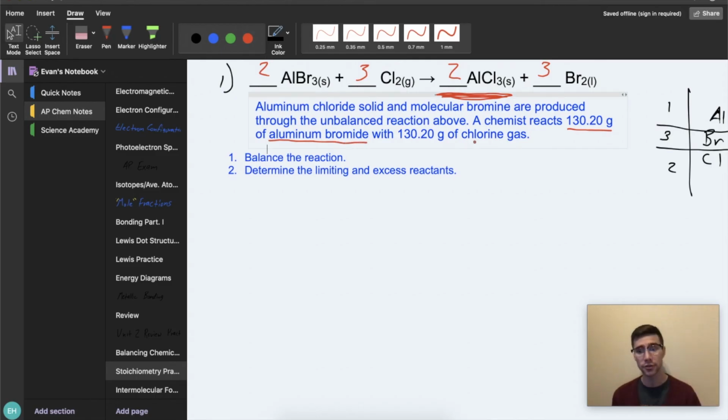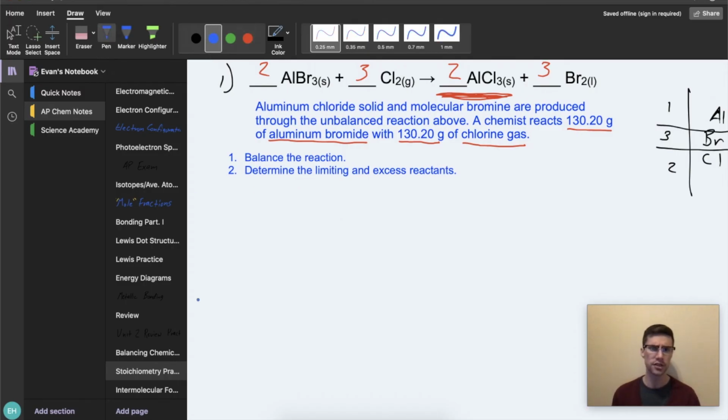And then we're also going to have to do a second calculation where we figure out how much aluminum chloride, our second product here, we would get if we only used 130.2 grams of chlorine gas. And in this case, our aluminum bromide would be our excess, or there's so much of it left that we're not going to use all of it.